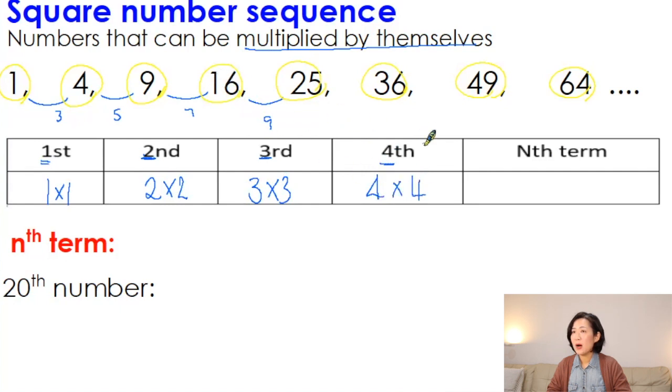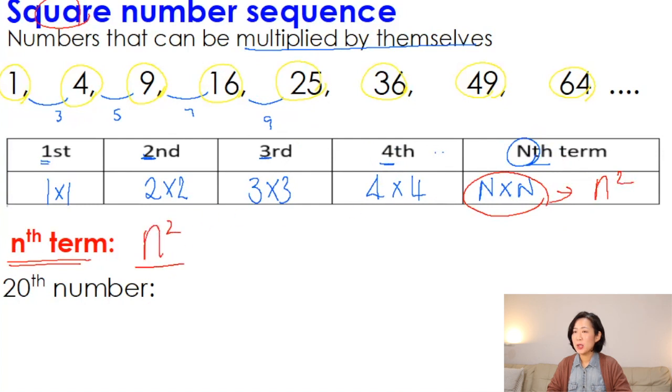Now, for our formula, the nth term, the nth number, how can you write down this pattern using n? Yes, n times n. That is our formula. So I'm going to write down the nth term as n squared, since this is a square number, right? So we found our non-linear special number sequence. That is the square number sequence, and the formula is n squared. So when you find the 20th number, your n is 20, just put 20 inside the n. So 20 times 20 gives you 400.